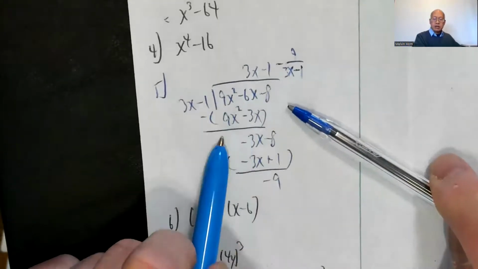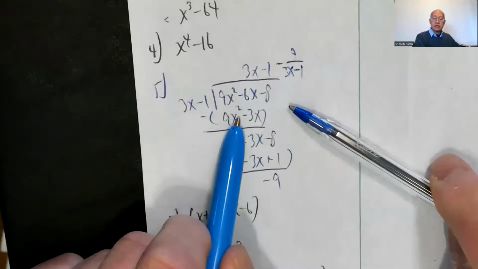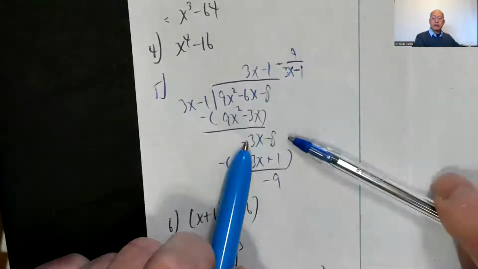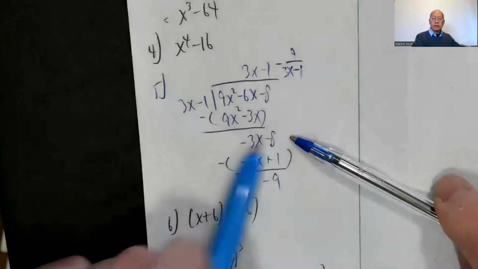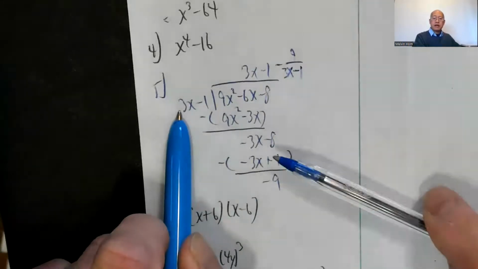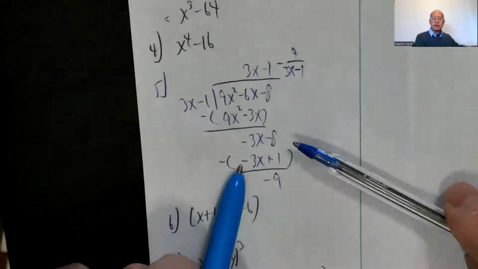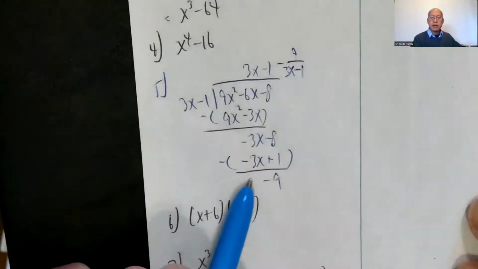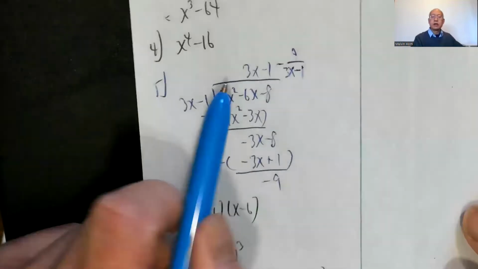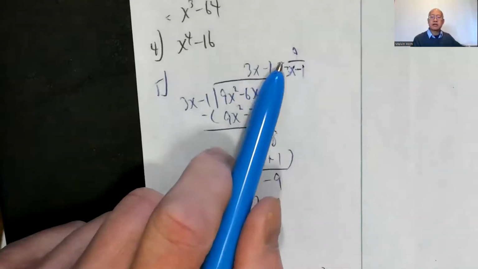Subtract. That cancels out. Negative 6 minus a minus 3. That's negative 6 plus 3. Negative 3x. Bring down the negative 8. Do it again. What do you multiply 3x by to get negative 3x? Negative 1. Negative 1 times this whole thing is negative 3x plus 1. Subtract. And I get my remainder of negative 9. So final answer is 3x minus 1 minus 9 over 3x minus 1.